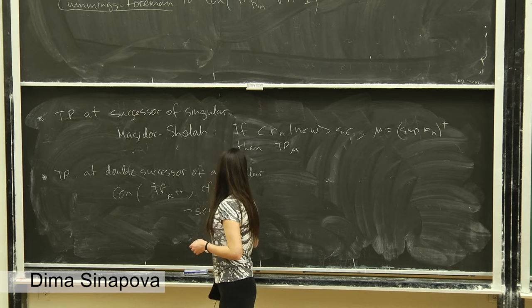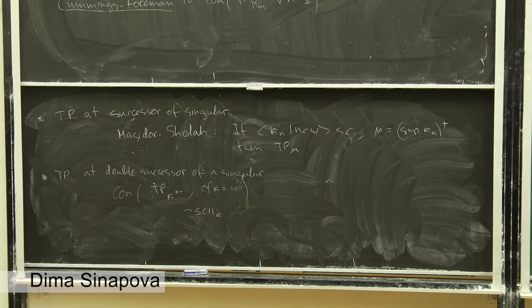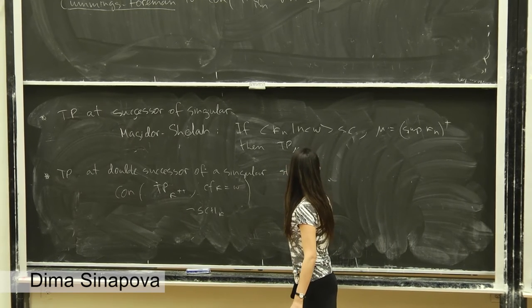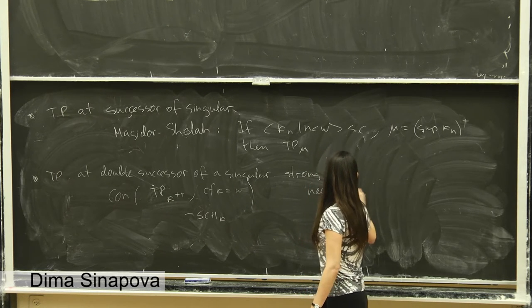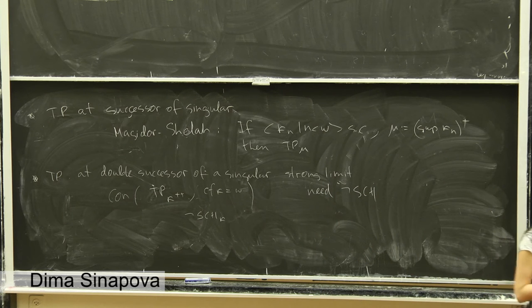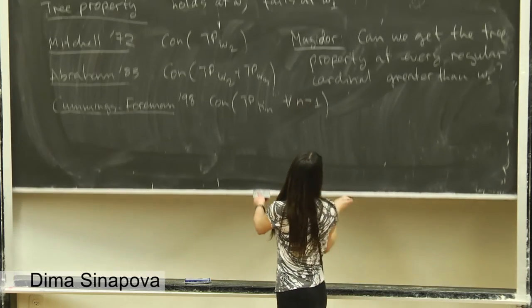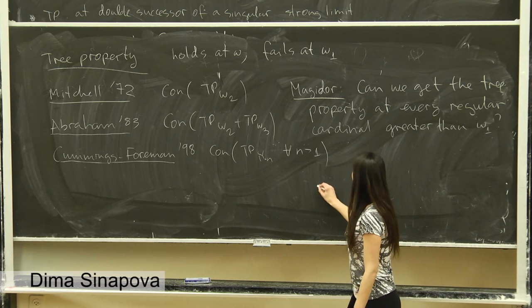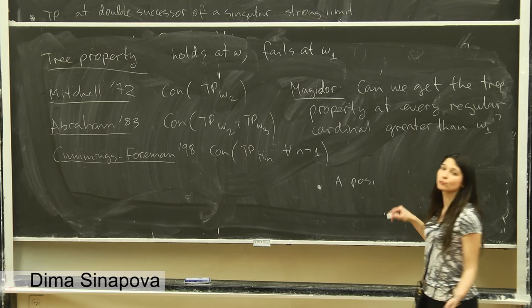And as we know, this is necessary to obtain the tree property at the double successor of a singular strong limit, due to a theorem of Specker's. In order to do that, we need to get failure of SCH. So right away, going back to the original question of the project of trying to get the tree property everywhere, or at least at larger and larger intervals of regular cardinals, we see that a positive answer would require many violations of SCH and Prikry-type forcings.